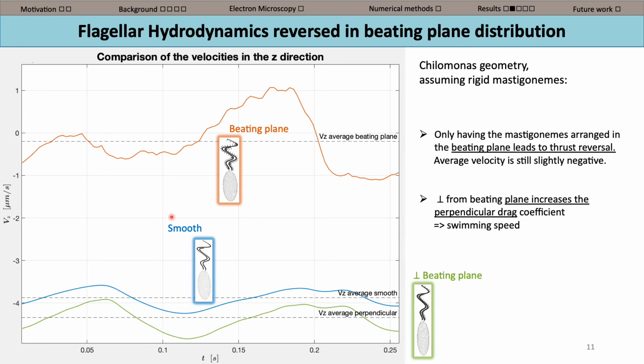So here the smooth flagella case has a negative velocity in the Z direction, so as expected it is swimming downward. The case of a swimmer having the Mastigonemes displayed in the beating plane seems to have a velocity that decreases until ultimately we would have thrust reversal. However, the average velocity is still negative here. And finally, having the Mastigonemes resolved in the plane perpendicular to the beating plane seems to increase the speed of our swimmer by increasing the perpendicular drag.